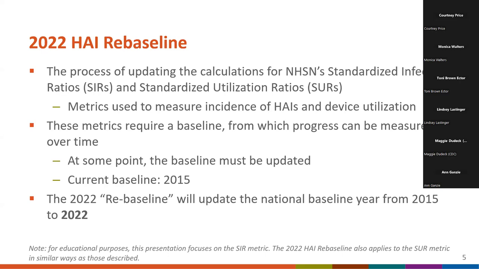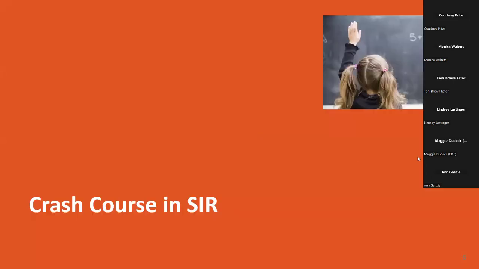So that is what the rebaseline is. It is updating the baseline used for the SIR and SUR to a more recent time period. And in this case, we will be using 2022 as our updated national baseline. Okay, so next we're going to talk more about the SIR, which is one of the metrics that is part of this rebaseline process.